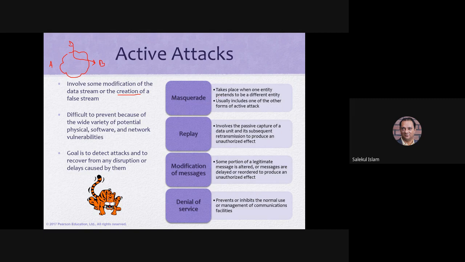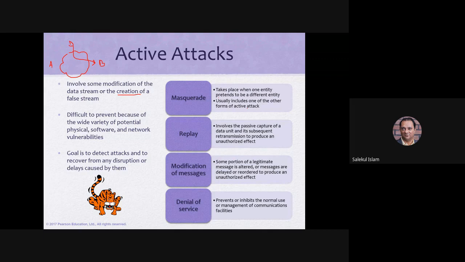So only pretending to be Alice is not enough, right? What is the benefit? Masquerade usually includes one of the other forms of active attack. So masquerade is not the end. Through a masquerade attack, we try to modify, or we try to replay, or maybe we try to introduce denial of service. So masquerade is just the starting. Then we launch some other active attacks. That's what they have said here: it usually includes one or more other forms of active attack.